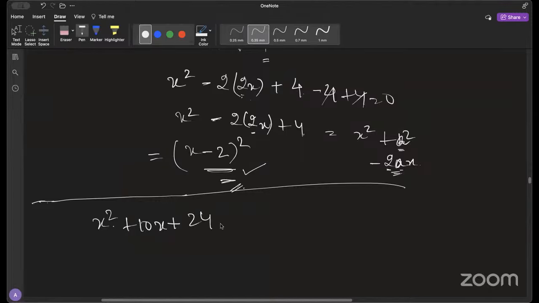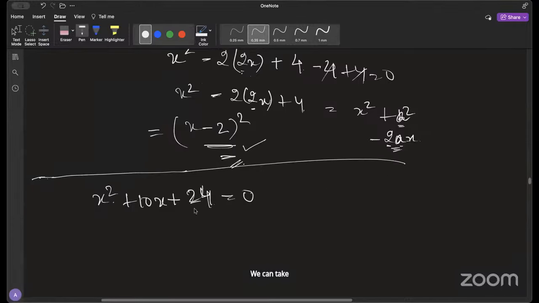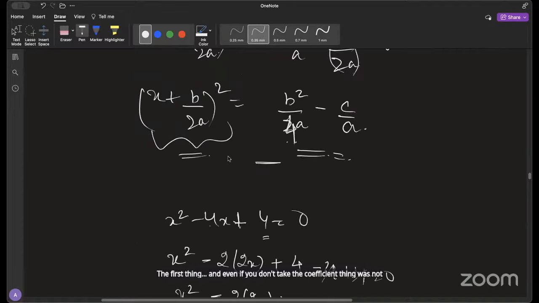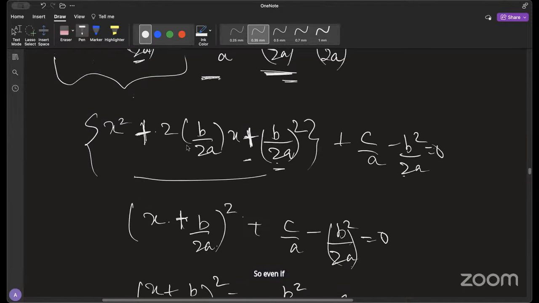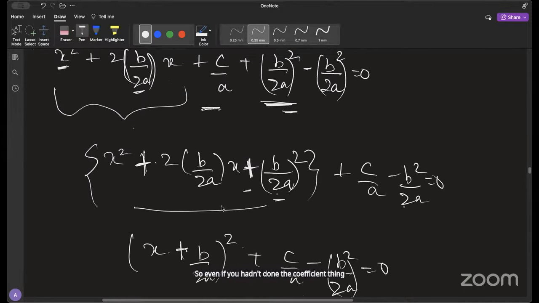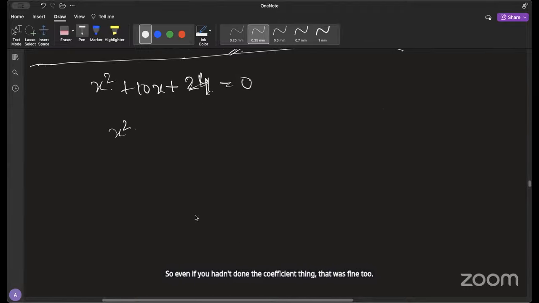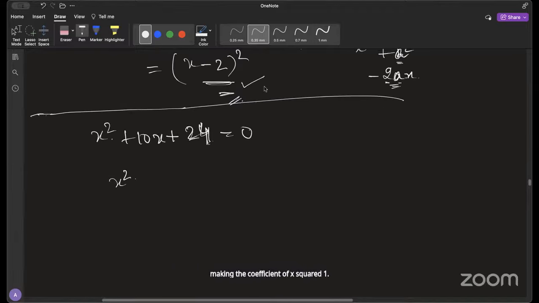Let's take this one, or anything that anyone wants to suggest. We can take anything random too. Yes, ma'am, it's a good example. Okay, let's start with this one. So first thing, even if you don't take the coefficient, that was not really needed here. Even if you hadn't done the coefficient thing, that was fine too. Making the coefficient of x square 1, in completing the square, you don't really need to do that part.